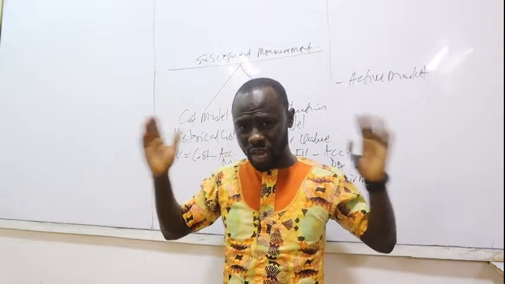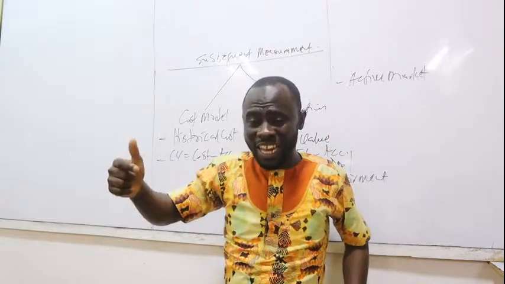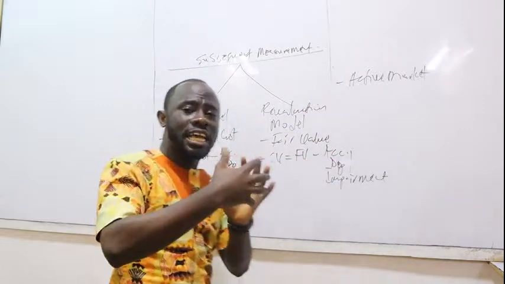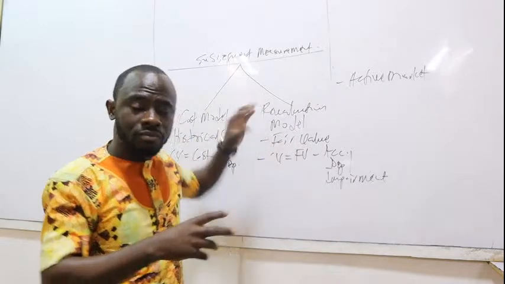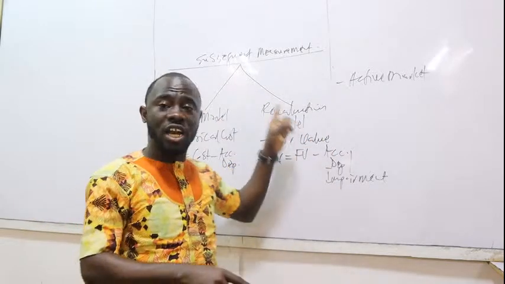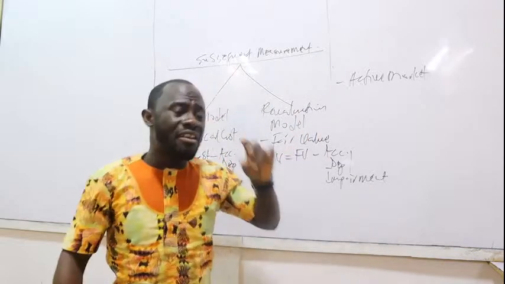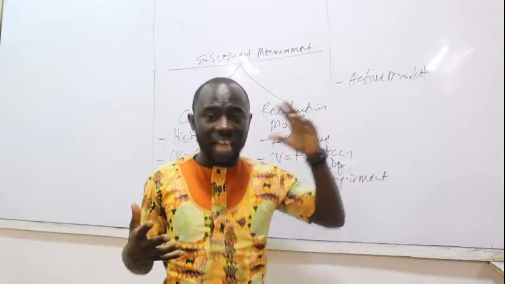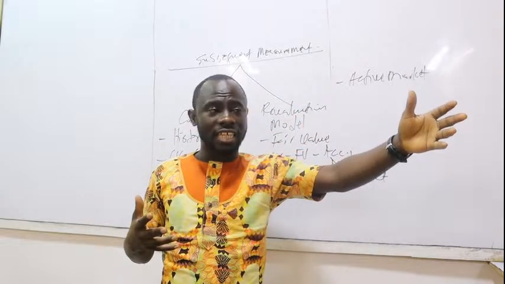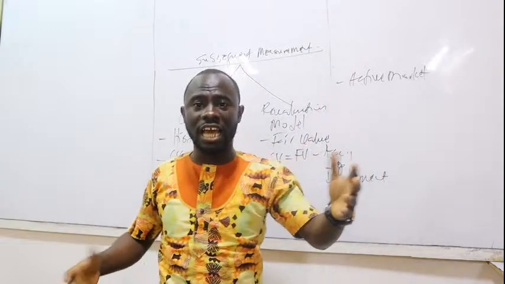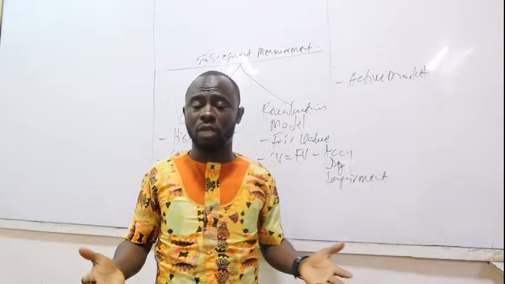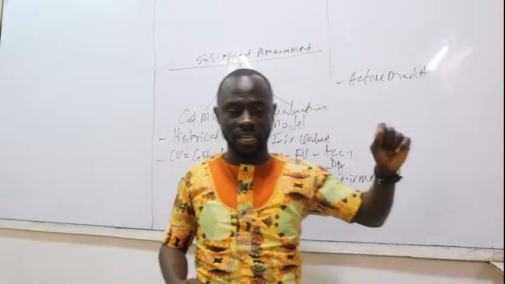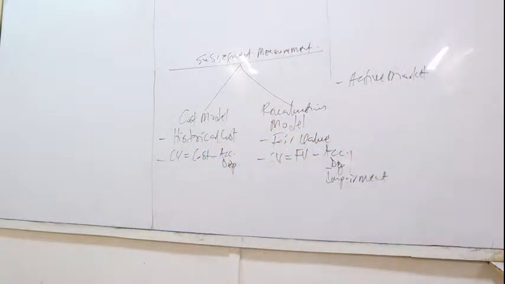Are you getting the principle here? If you don't understand, let me know in the chat box and I'll take it again. But let me take it again. Number one, even though the entity has these two options, the entity can only use the fair value model or the revaluation model where there is an active market for that particular asset. To determine whether there is an active market, there have to be buyers, there have to be sellers, and everybody knows the price of that particular product. In that case, we can say that this asset has an active market.